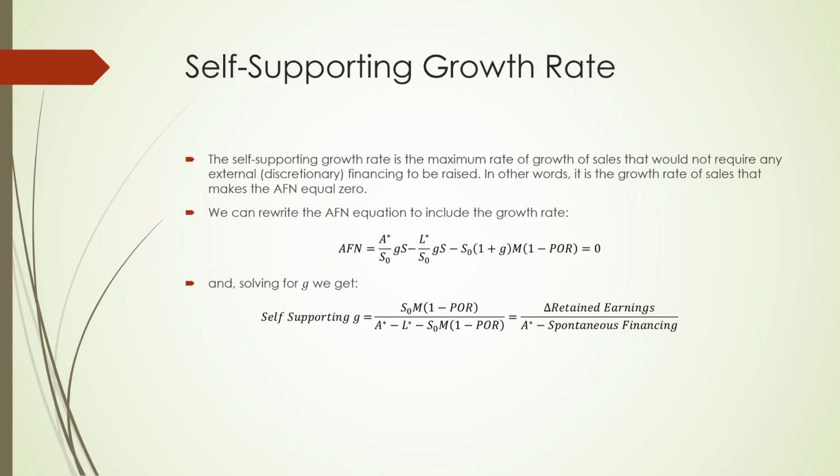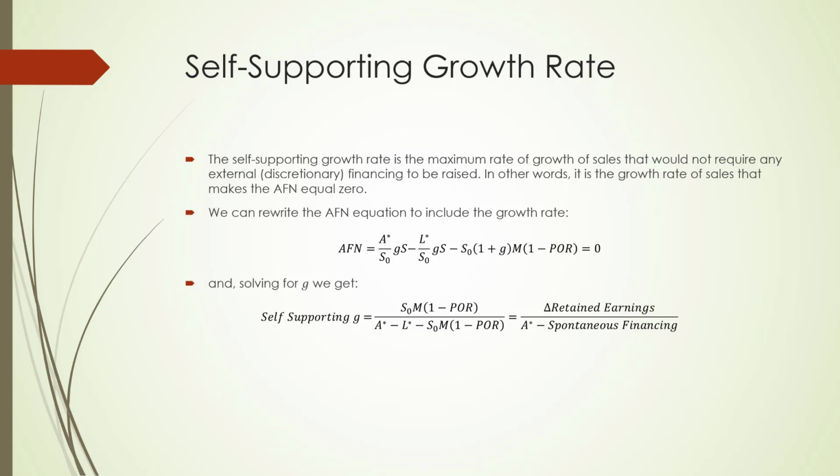And then for the change in retained earnings, instead of using S1, we take S0 times 1 plus the growth rate. So now all we have to do is set this equal to 0 and solve for that growth rate. And so here you can see the equation. What this simplifies down to is the change in retained earnings divided by the new assets minus the spontaneous sources of financing, which includes your spontaneous liabilities and your change in retained earnings. So it looks more complicated than it is.